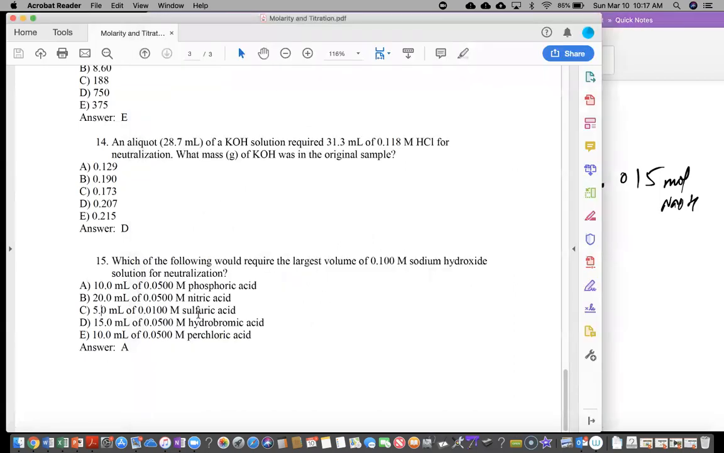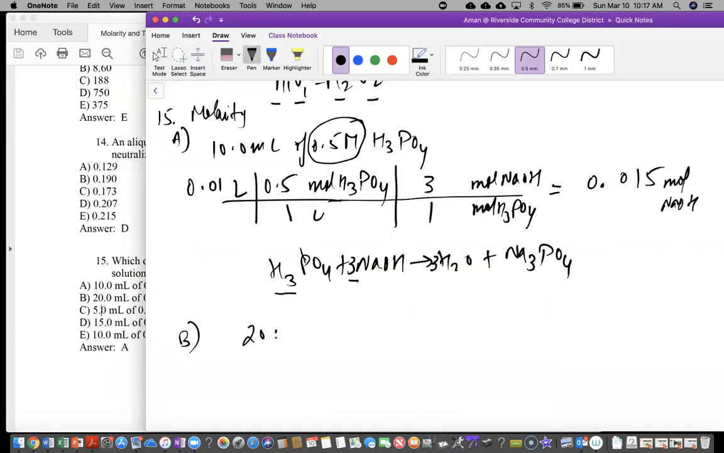The next option says 20 mLs of 0.05 molar nitric acid. What is nitric acid, guys? It's HNO3. How do we know? Nitric acid comes from nitrate. Nitrate is NO3 with a charge of -1. So if you add an H+ to this, it becomes HNO3. It would be H2NO3 if NO3 was -2, but since it's -1, that's why it's HNO3.